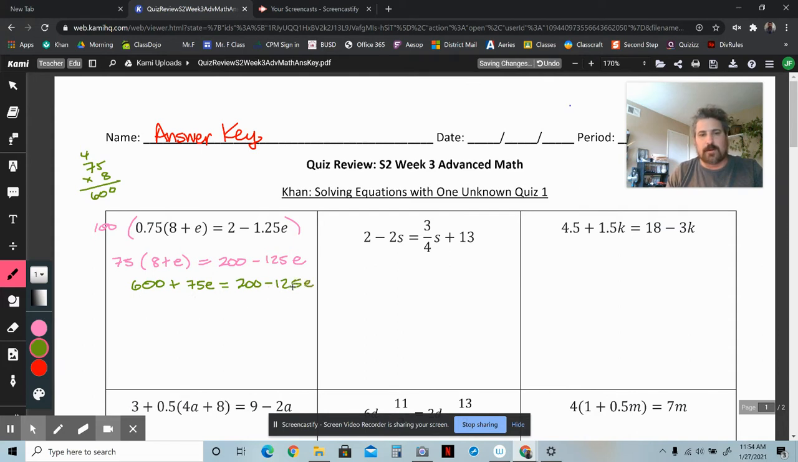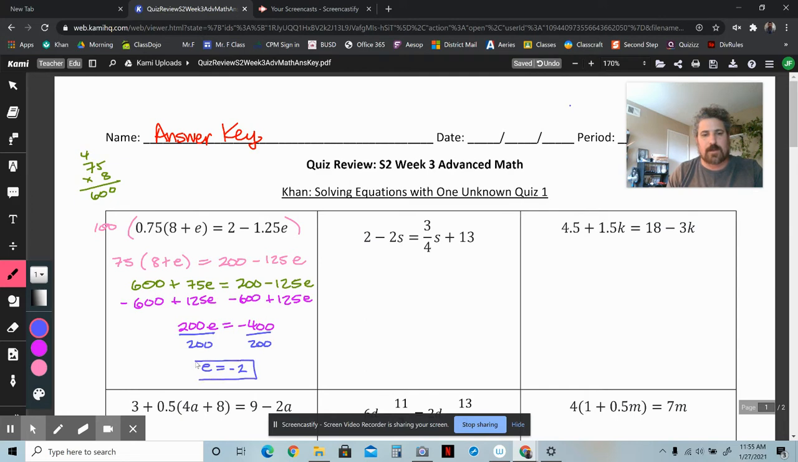And now you want to get all of your e's to one side. So I think it makes sense to add the 125e to both sides. And if you're going to add 125e to both sides, it makes sense at that time to move the numbers the other way. So you're going to minus 600 to both sides. And you end up with 200e is equal to negative 400. And then you want to solve for e. So you're going to undo times by 200, so you're going to divide by 200 on both sides. And you're going to get that e is equal to negative 400 over 200, which is basically negative 4 over 2, which is negative 2.